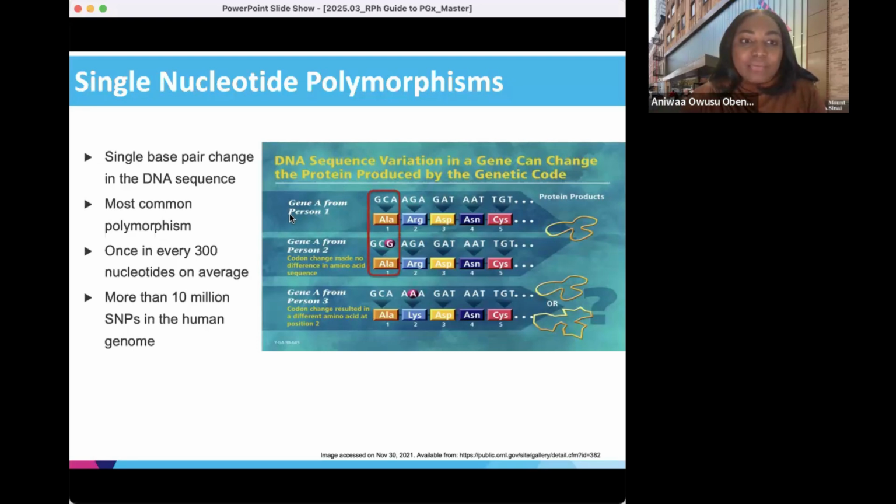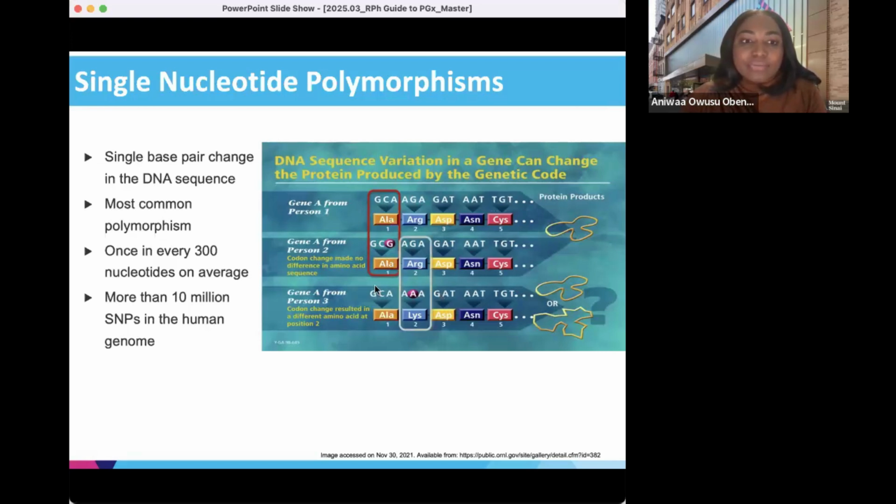So in this case, from person A, the original is a GCA, which is the codon, the set of three base pairs. But in person two, the nucleotides there are GCG. There has been a change from an A to a G. However, the resultant amino acid did not change. Both codons, GCA and GCG, result in the amino acid alanine. So it doesn't change the resultant protein product.